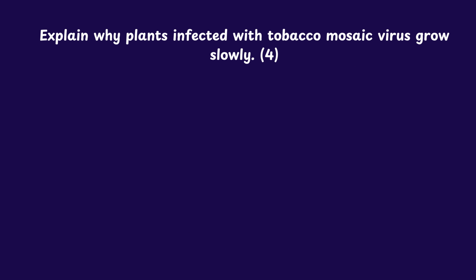All right, next question. Explain why plants infected with tobacco mosaic virus grow slowly. Explain is our command word. Put the letter R above explain. The R means to give reasons. You're giving me reasons why, when plants are infected with tobacco mosaic virus, they grow so slowly. All right, so let's get into the breakdown of the response.